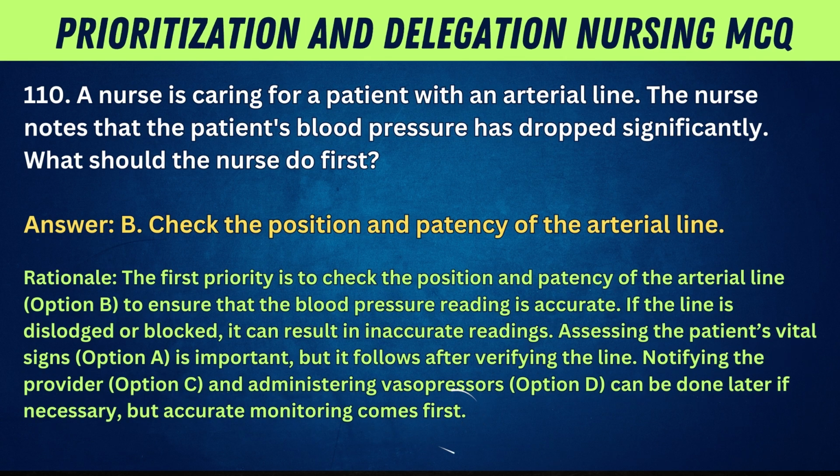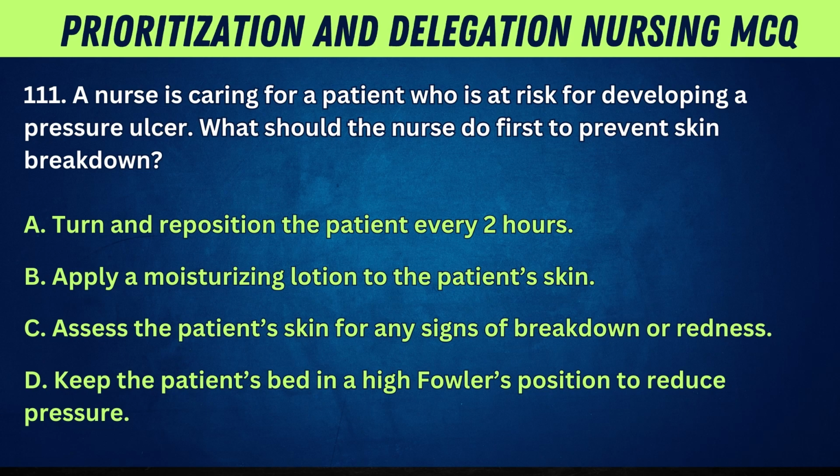Answer. B. Check the position and patency of the arterial line. Rationale. The first priority is to check the position and patency of the arterial line, option B, to ensure that the blood pressure reading is accurate. If the line is dislodged or blocked, it can result in inaccurate readings. Assessing the patient's vital signs, option A, is important, but it follows after verifying the line. Notifying the provider, option C, and administering vasopressors, option D, can be done later if necessary, but accurate monitoring comes first.